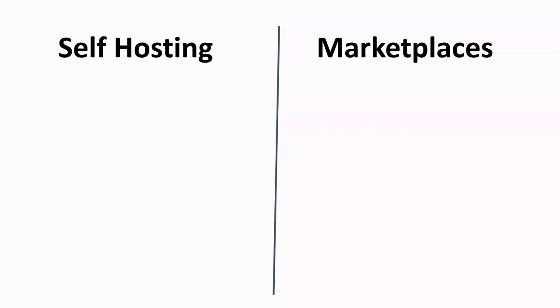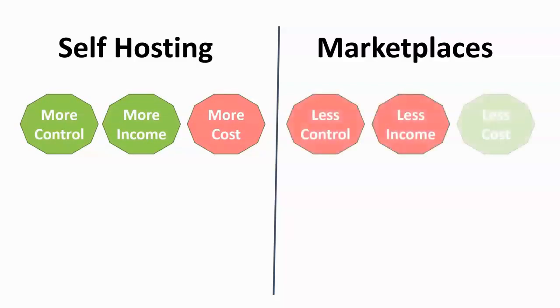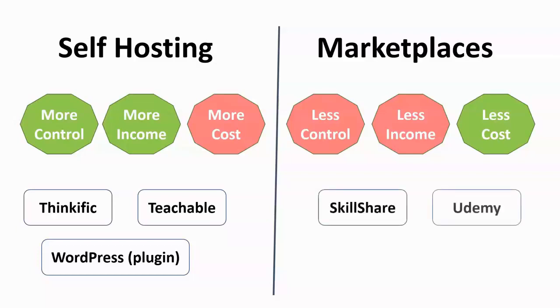So, as a summary, for self-hosting you have more control, more income, but there is more cost. While as for marketplaces, less control, less income, but starting cost is much less. Self-hosting providers: Thinkific, Teachable, or WordPress. Marketplace providers like Skillshare or Udemy.